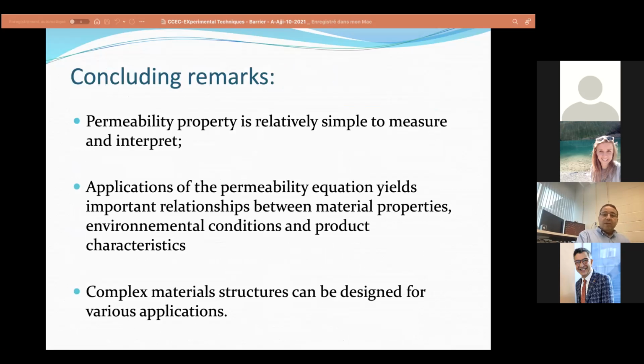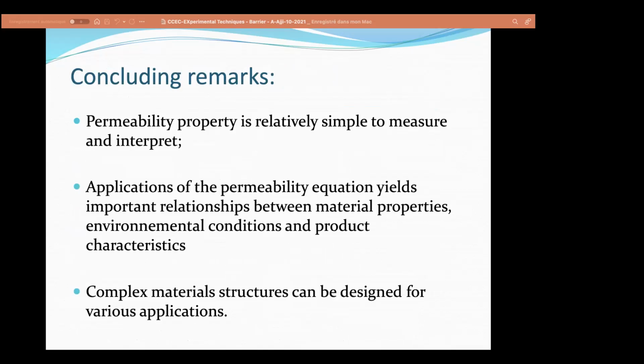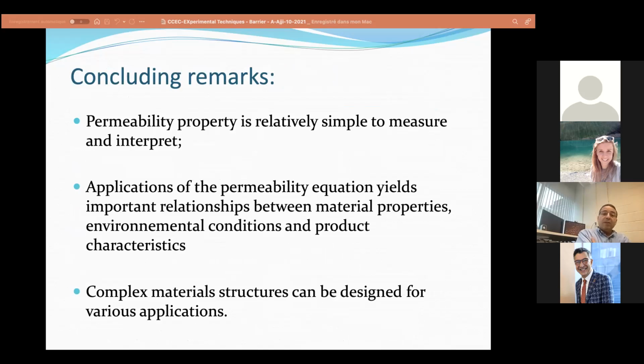So this summarizes basically what I've said about the barrier properties and permeability in particular. It is relatively simple to measure and interpret. Applications of the permeability equation are quite useful for those working in packaging in particular. You can calculate what is the shelf life of your product. You can calculate the effect of environmental conditions on the quality of your product, etc. So there are many uses, and complex material structures can be designed for various applications.